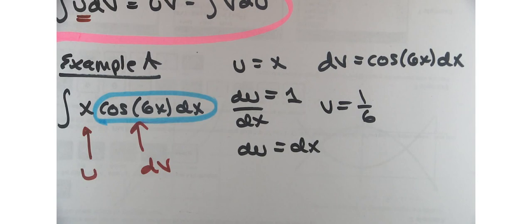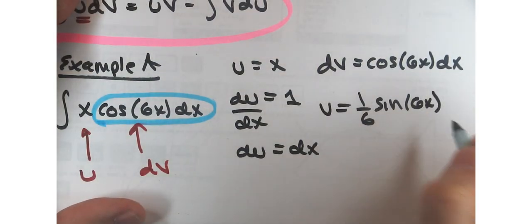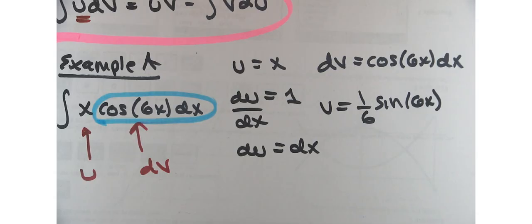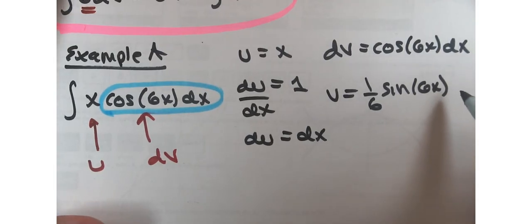The antiderivative of cosine is what? Sine. Sine of 6x. And that's it. Don't put in the plus constant yet. We'll save that till the very, very end. But don't make your life more miserable by working with that constant.